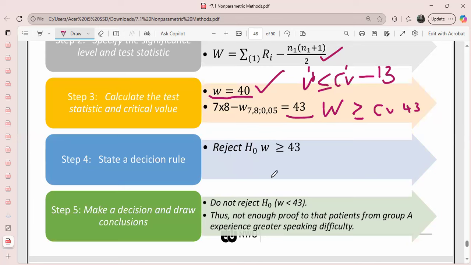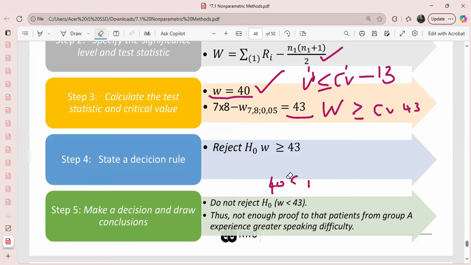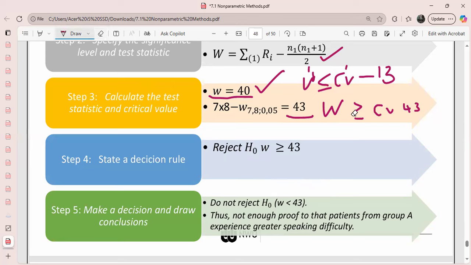We do not reject. Why? Because 40 is not less than this one. The answer will be we do not reject. Because if we use this, 40 cannot be greater than this. But this is just a statement. The conclusion, when you make a decision and draw a conclusion, will be we do not reject H0, because we cannot use 40 less or equal to 13. So we do not reject the hypothesis.